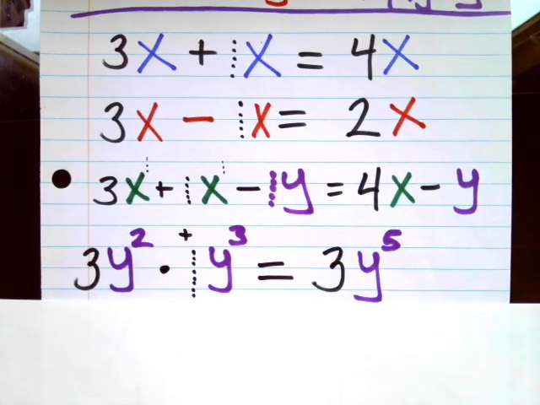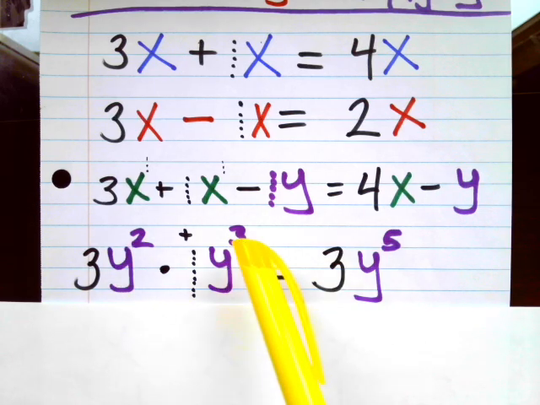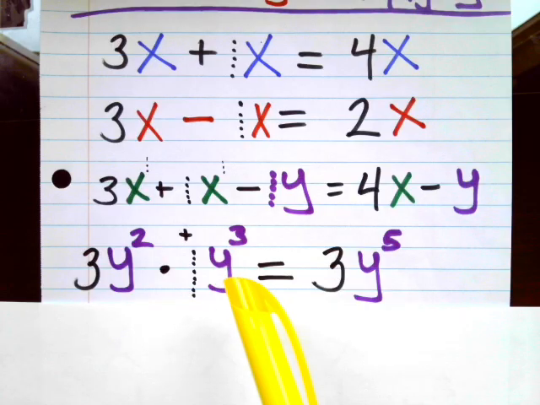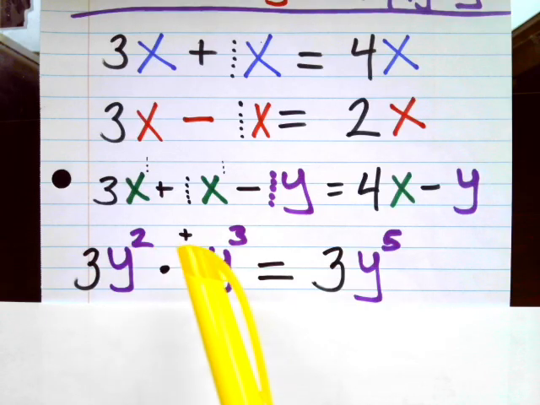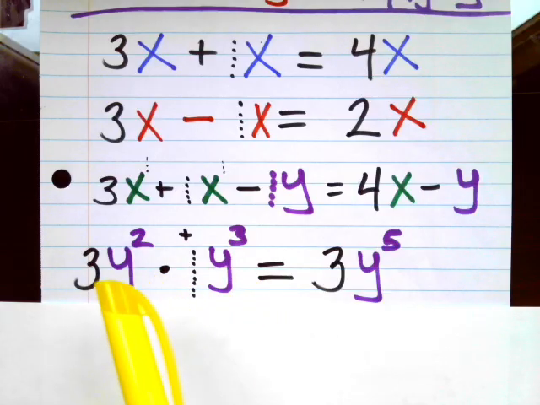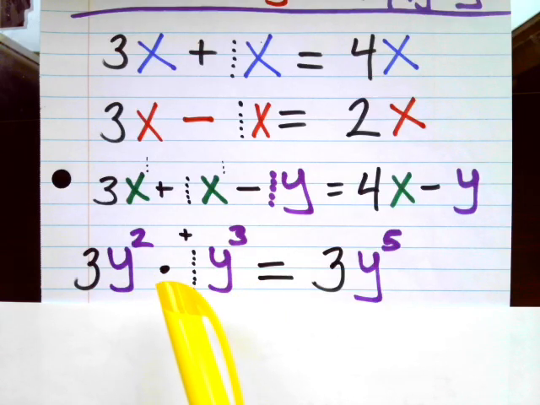Okay, so we have here another example. We have 3y to the second power times 1y to the third power. And yes, these are both the same variables or letters, right? But the exponents are different, which means these are technically different terms. They're not like terms, but when you multiply and divide, it's okay to do that. But you do need to know the rules.